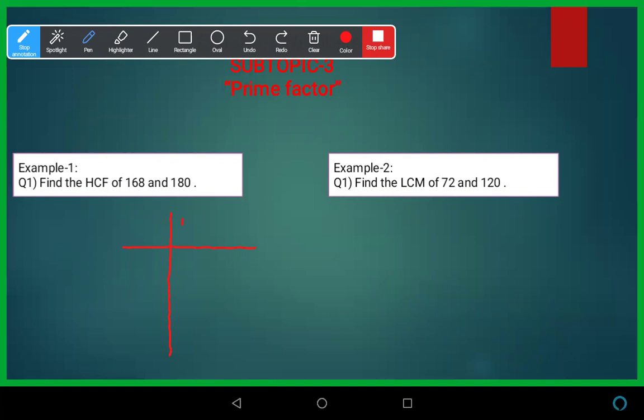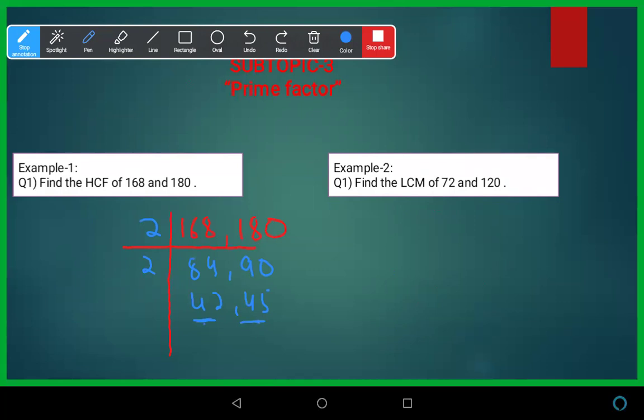So we can only use prime numbers. Starting with 2, I hope you know how to solve this. 2 8s are 4, 2 4s are 2, 2 90s are 45. Now, it's very important that both the numbers can be divisible by the same number. 42 can be divisible by 2 as well as 3, but 45 cannot be divisible by 2.